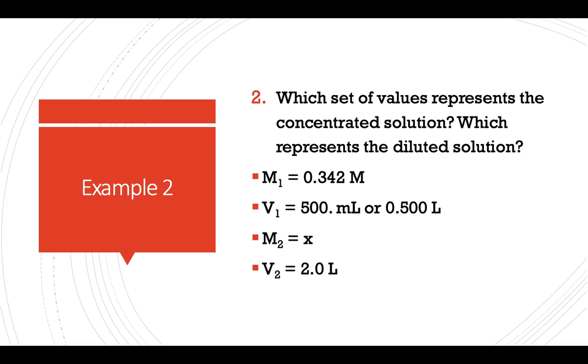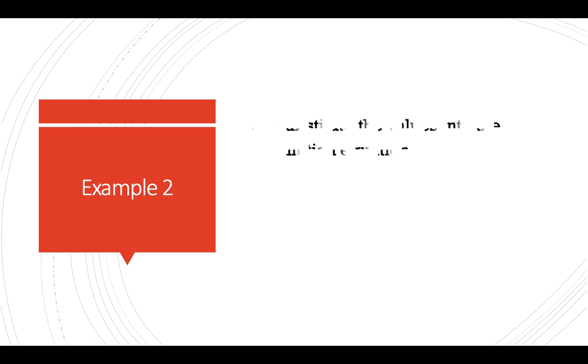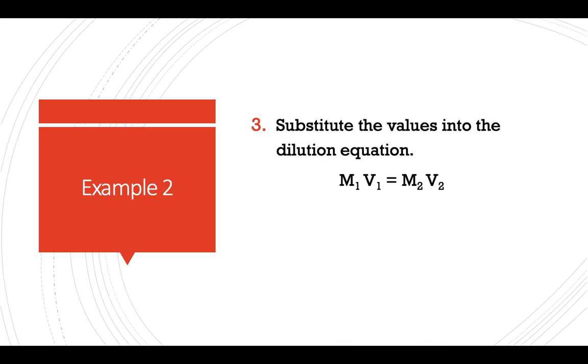If I look at my units for volume, I was initially given 500 milliliters for V1, and then I was given a volume of 2 liters for V2. We have to use the same unit for V1 and V2. So I'm going to use the converted value, the 0.500 liters, for V1 whenever I substitute these values into the equation. And that's the next step. So you take those values and substitute them into the equation where they belong. I have that initial molarity of 0.342 times the initial volume, 0.500, set equal to my unknown molarity times the 2.0 liters.